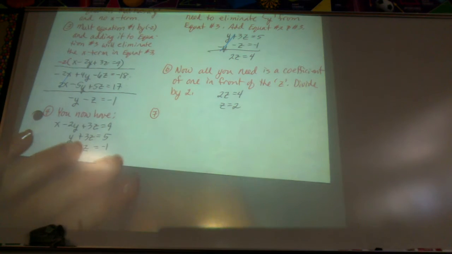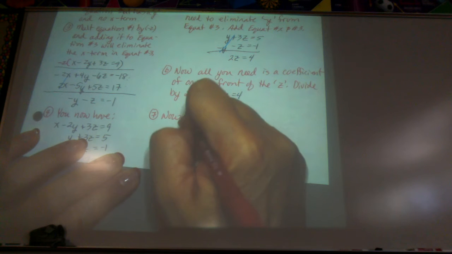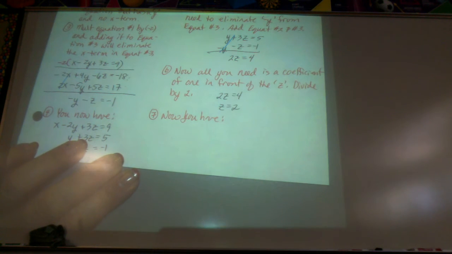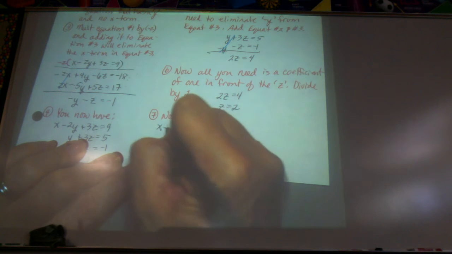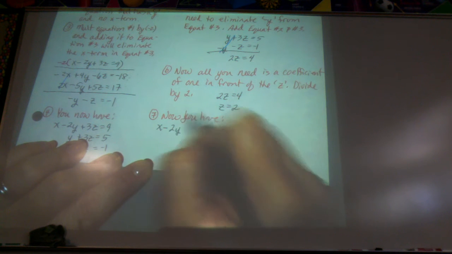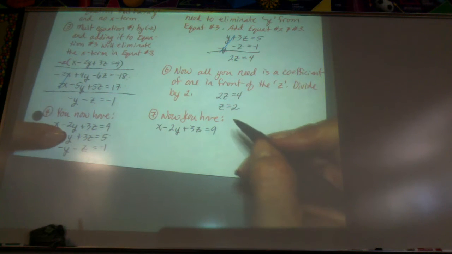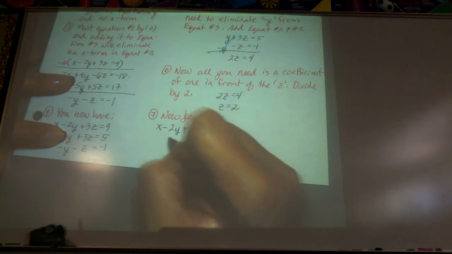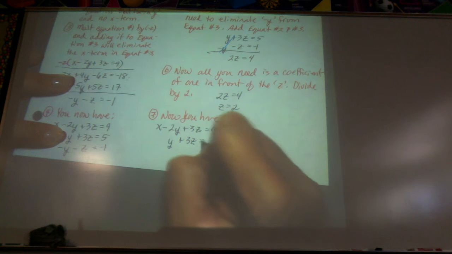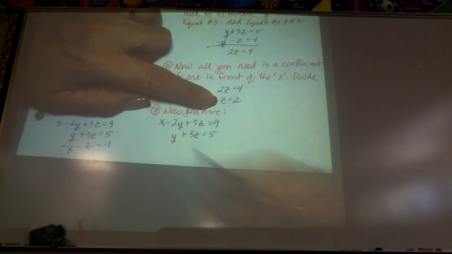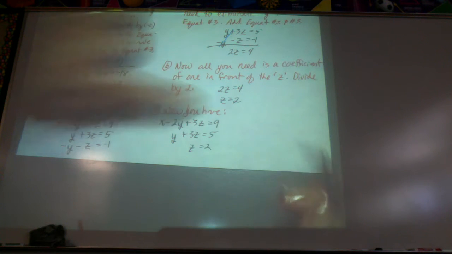So step 7, now you have, so let's write what I have. We're keeping the first equation exactly as it was originally: x minus 2y plus 3z equals 9. Then we're keeping the second equation that we came up with: y plus 3z is equal to 5. And this is our new third equation here: z is equal to 2.